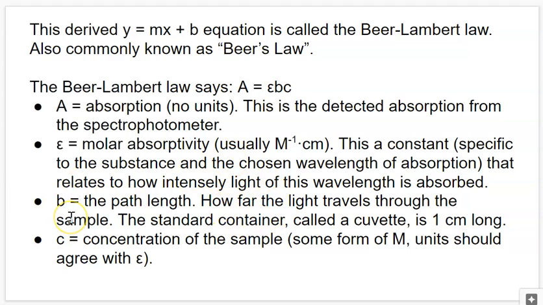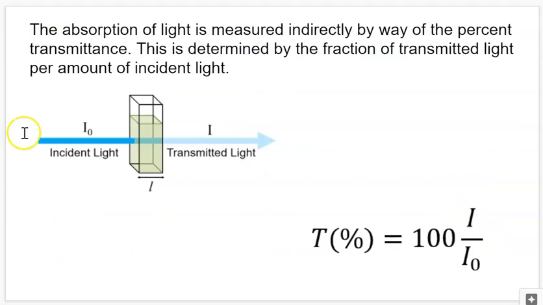And then B, which is also kind of a constant, is the path length. And this is how far the light travels through the sample. And a standard container for this type of experiment, which is called a cuvette, is 1 centimeter long. It looks a lot like this type of thing. So the path length is the length that the light passes through the sample.